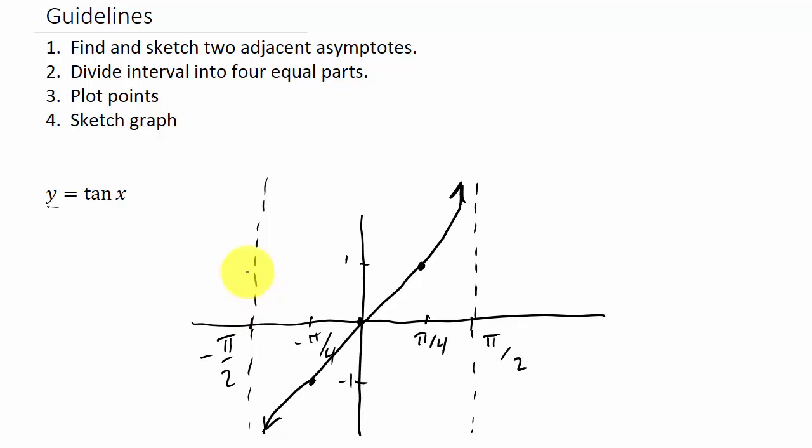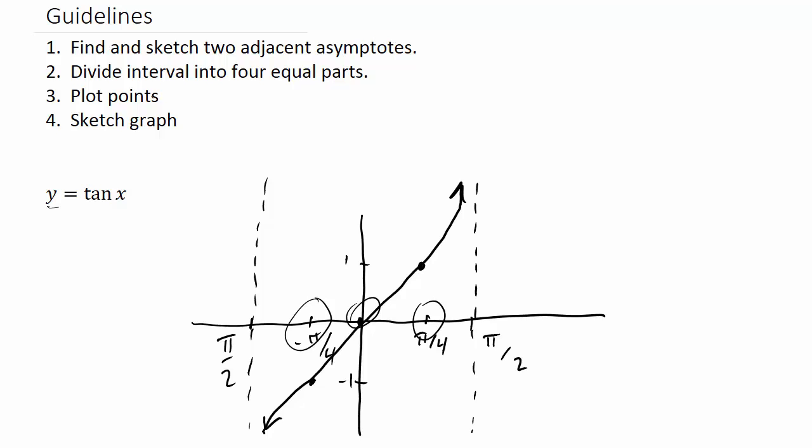So what we're going to do is find the asymptotes, break it up into four equal parts, and then for the tangent function, at the negative pi over 4, tangent is going to be negative 1. At the next one, it's going to be 0, and then the next is going to be positive 1. So it's negative 1, 0, 1. That's the main thing, finding these and the two adjacent asymptotes, and then you just sketch the graph in.